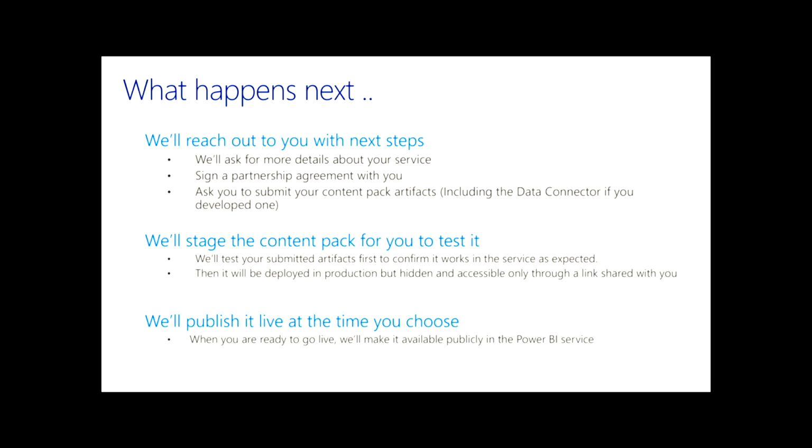We'll test it first internally. One of the artifacts we ask you for is a test account for us to use. And if it's all looking good, then we stage the content pack for you. We make it available in production, hidden, so it's not yet available in the gallery, but it's living in production. We give you a link that only you can use. And you can use this link to verify the end-to-end scenario of your content pack. You can give it to some of your customers to test it. And if it's all looking good, you decide when you want to go live with the content pack. You let us know, and we'll make it available in the gallery.